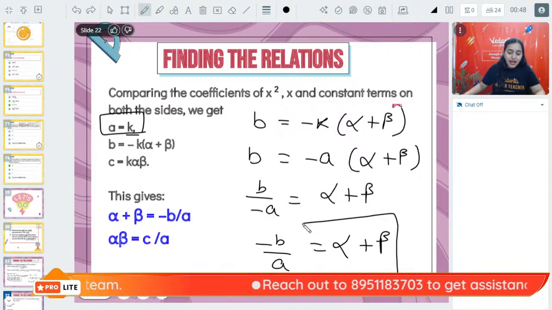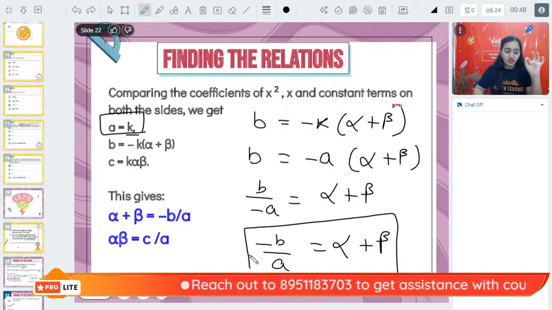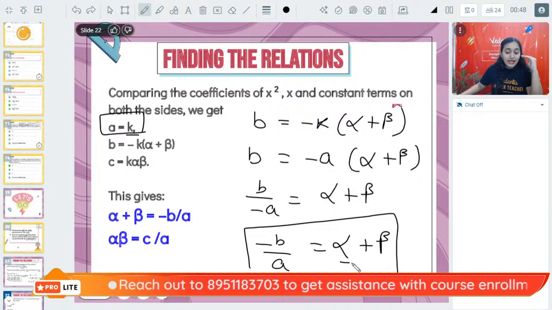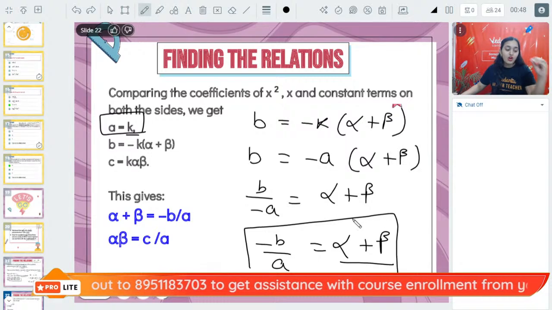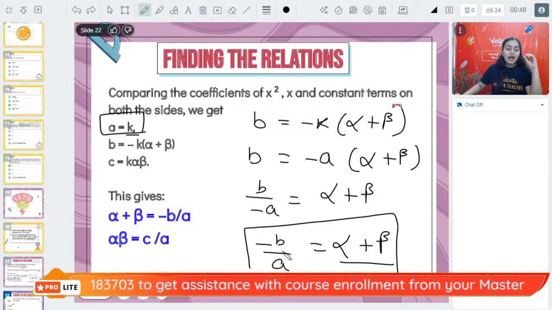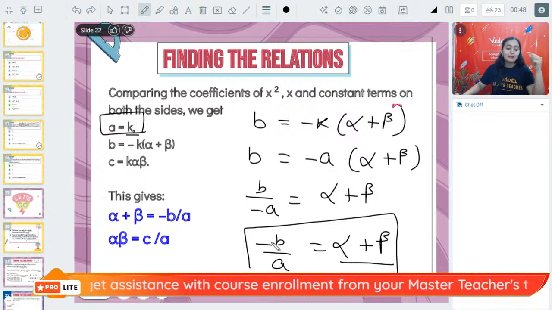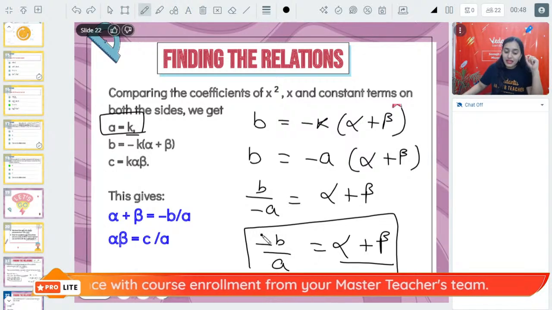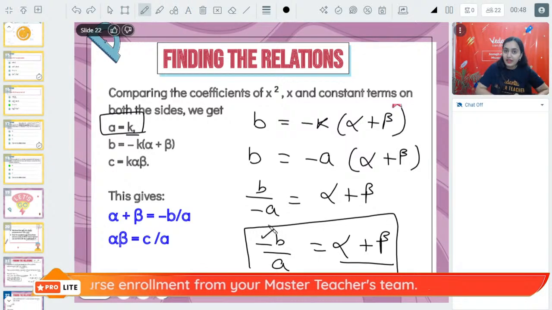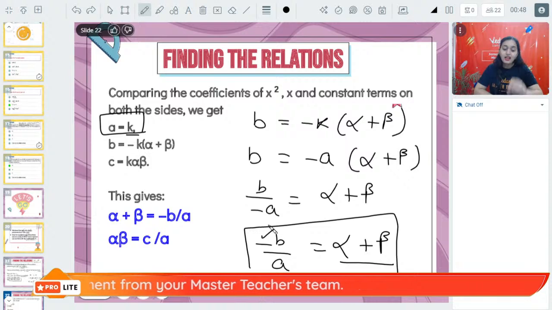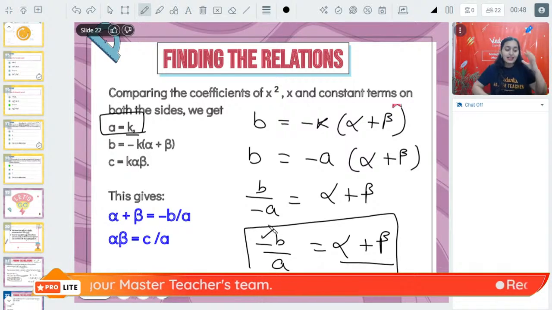So from here I have got my first relationship. The sum of the roots of the equation is equal to minus b upon a. What is b? b is the coefficient of x. What is a? a is the coefficient of x square.